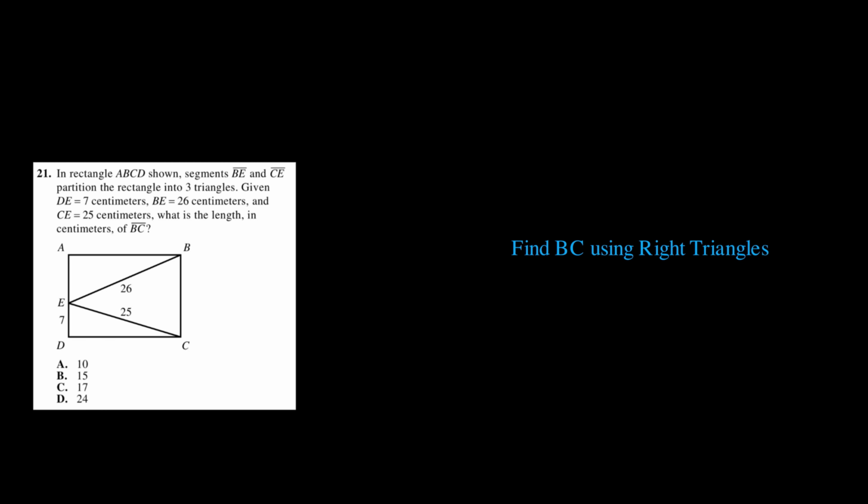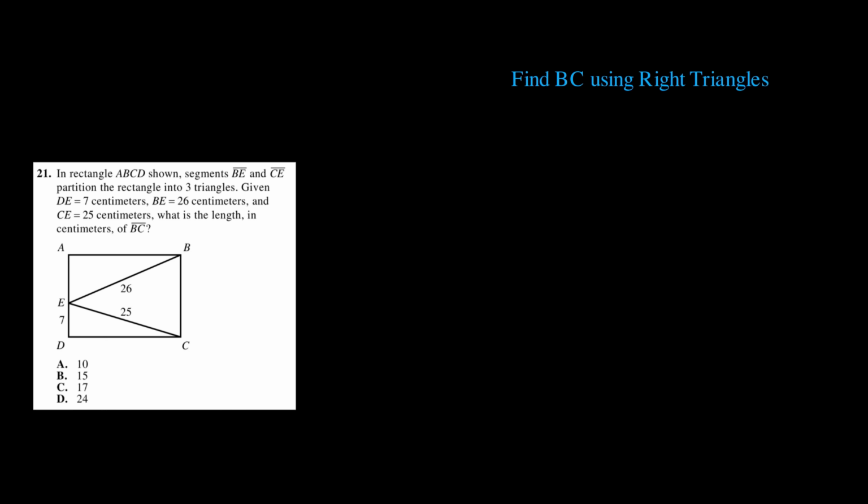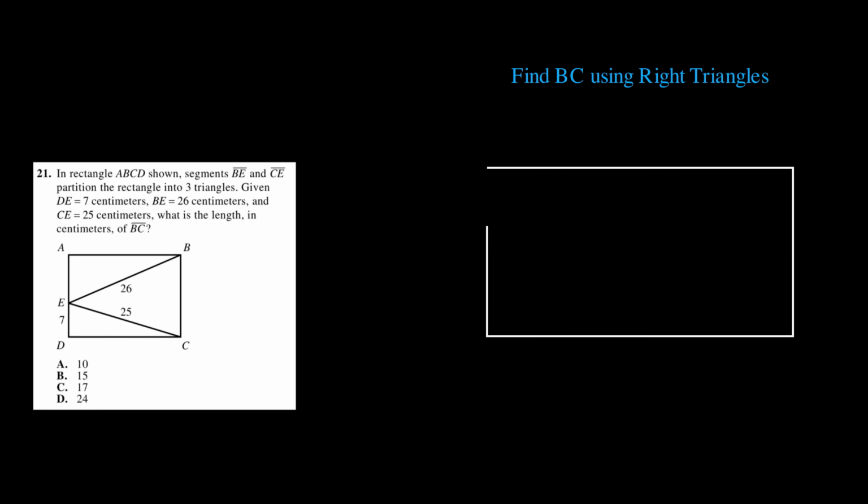All right, let's read the problem first. In rectangle A, B, C, D shown, segments BE and CE divide the rectangle into 3 triangles. Given that DE equals 7 centimeters, BE equals 26 centimeters, and CE equals 25 centimeters, what is the length of BC? So our goal is to find the right side of the rectangle, segment BC.